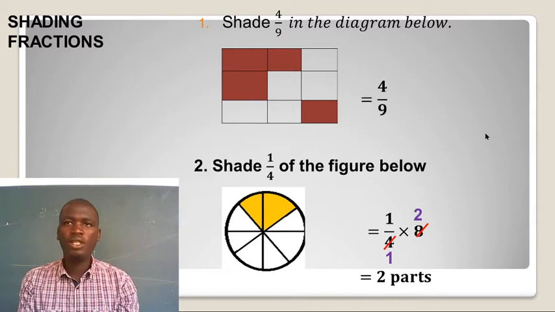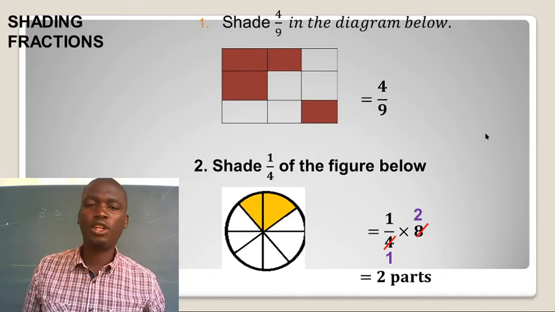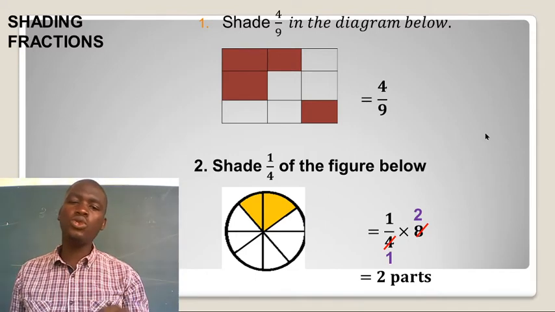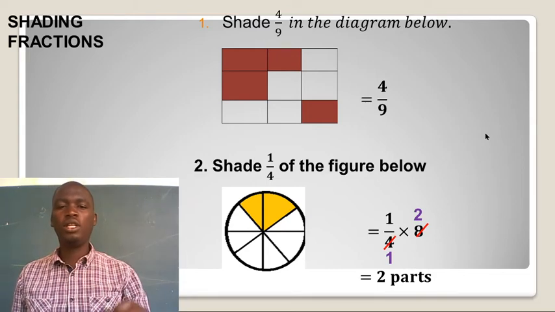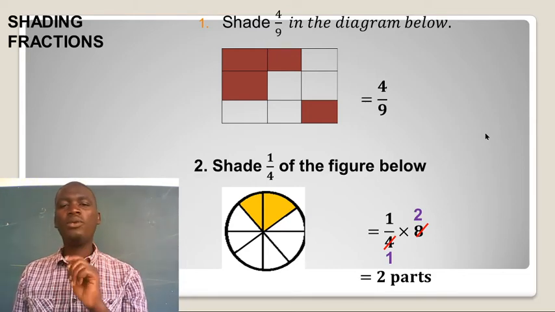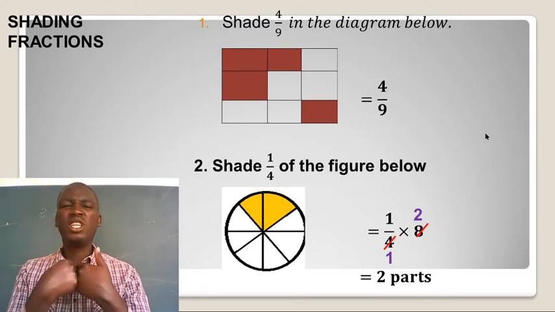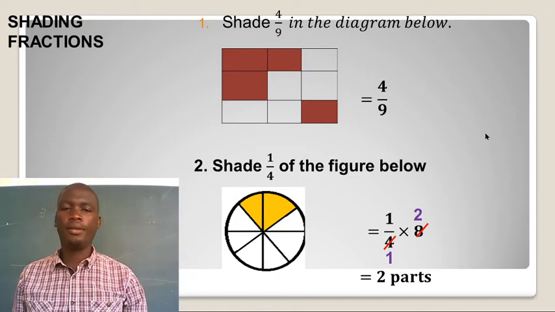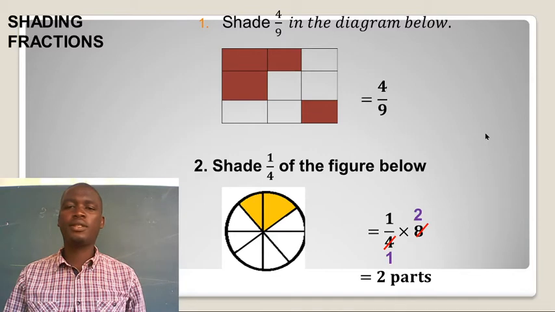What do you do with a quarter? You bring the idea of equivalent fraction. Which fraction is equivalent to a quarter in that drawing? It is 2 out of 8, or we call it 2 parts. Number 1, we went direct because we are shading 4 parts out of the 9. That one shows 4 out of 9. Let's take a look at the next example.